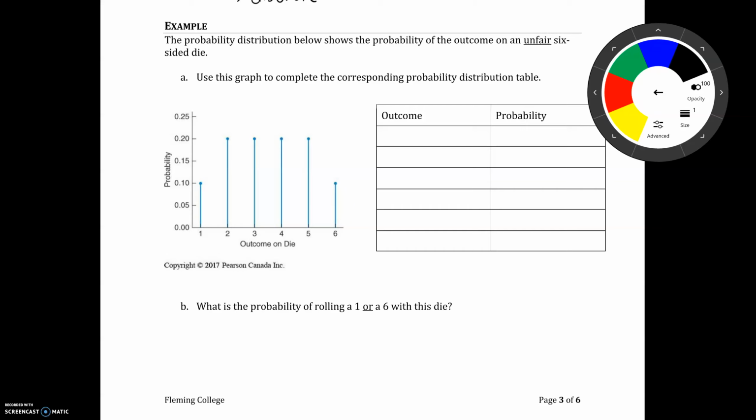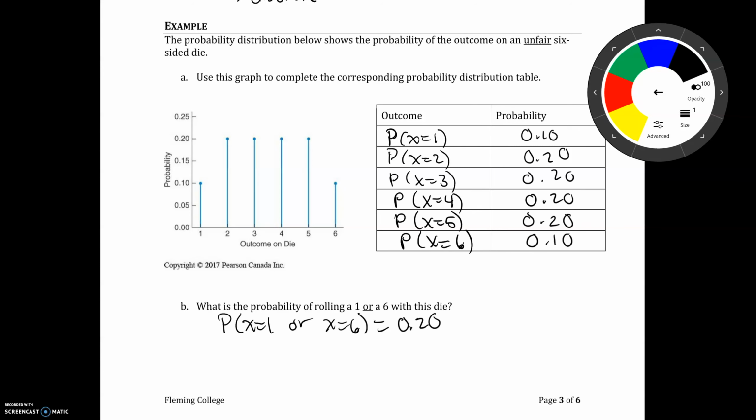Okay, before we move on, one more example. We have a probability distribution graph for an unfair 6-sided dice here. We want to complete the probability distribution table. We'll use our proper notation, the probability x is equal to a particular value, and fill that out, and then using that table, calculate the probability of rolling a 1 or a 6 with this unfair dice.